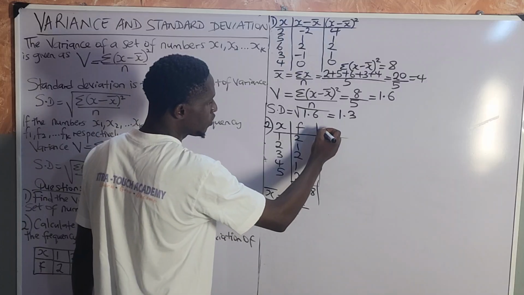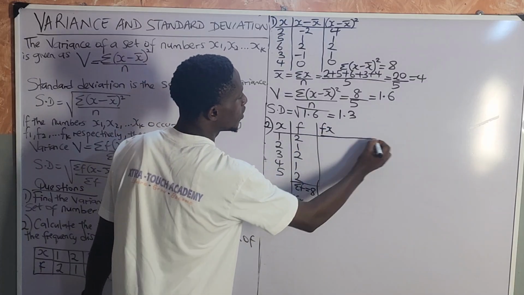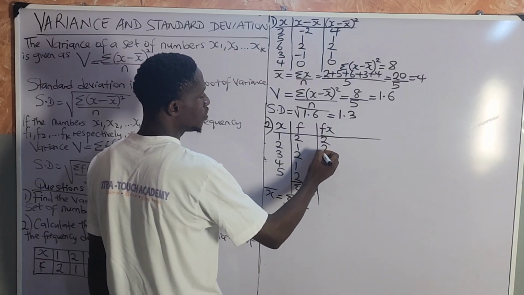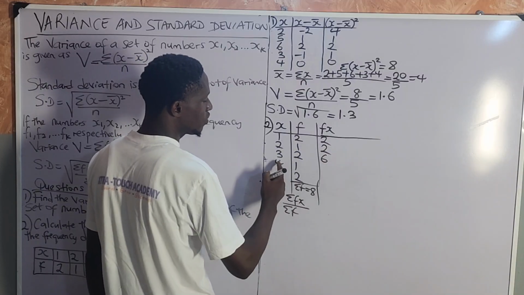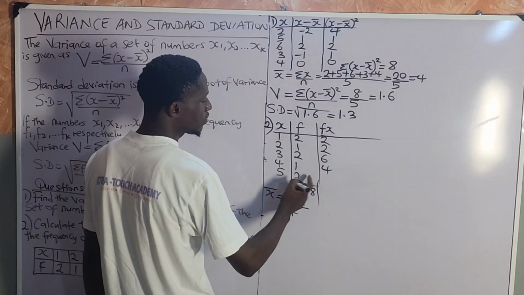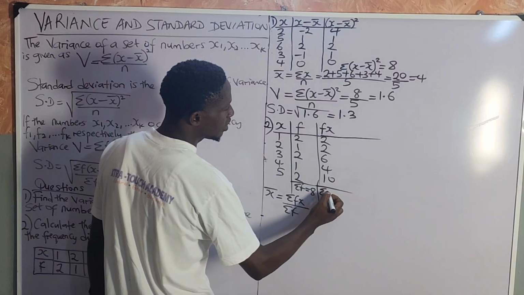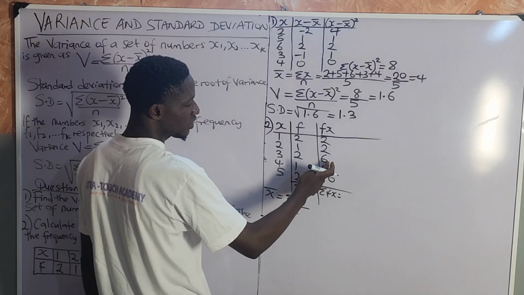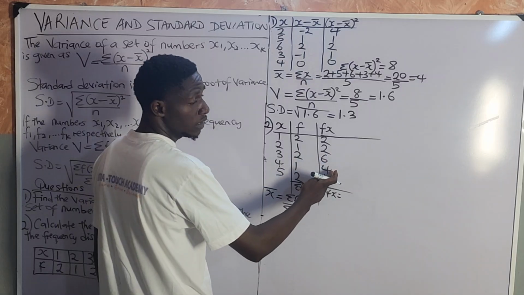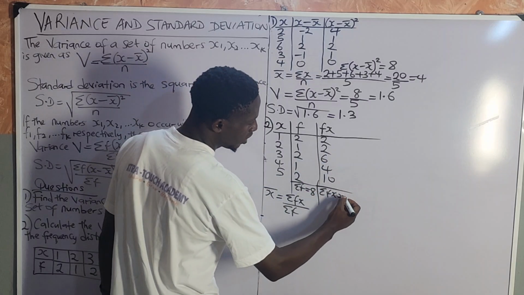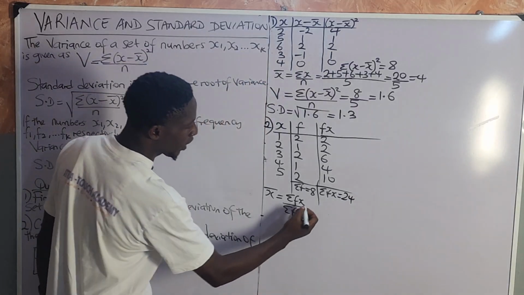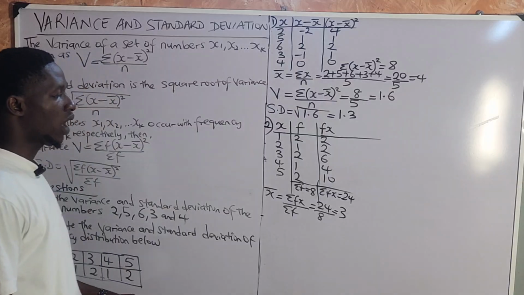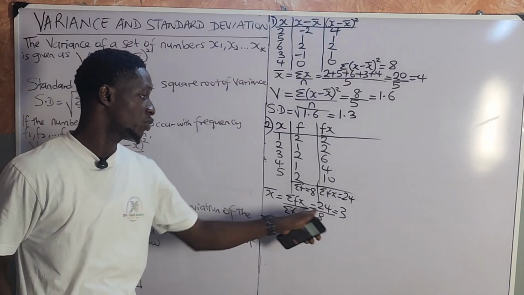Then let's create a table for fx. 1 times 2 is 2, 2 times 1 is 2, 3 times 2 is 6, 4 times 1 is 4, 5 times 2 is 10. Let's get the summation. 2 plus 2, 4. 4 plus 6, 10. 10 plus 4 is 14. 14 plus 10 is 24. So we have 24 divided by 8, which gives you 3. So our x bar is 3, which is the mean.